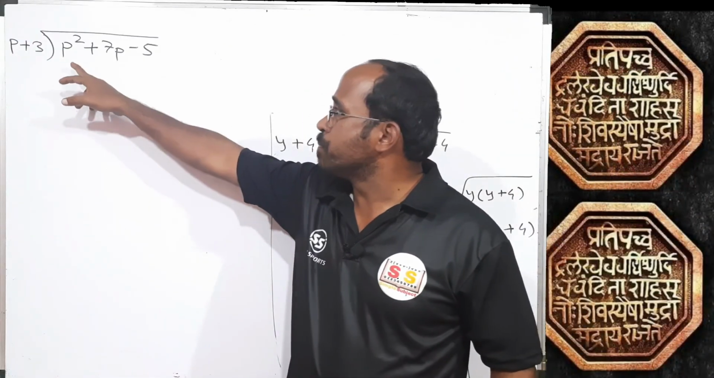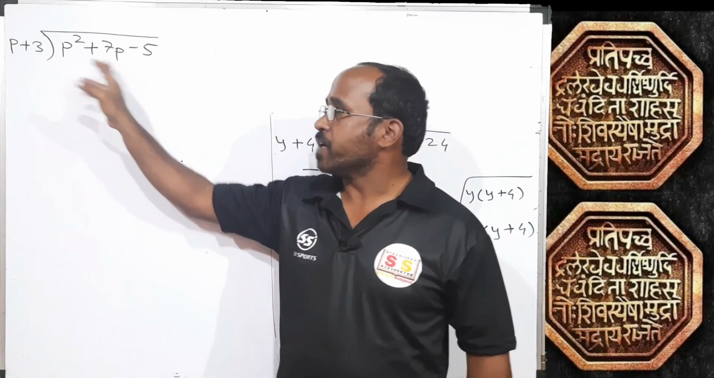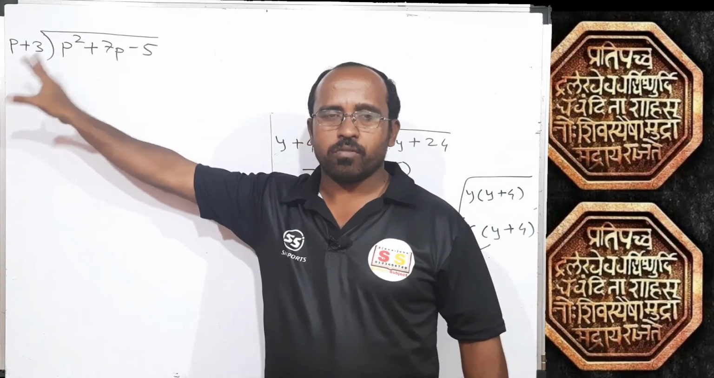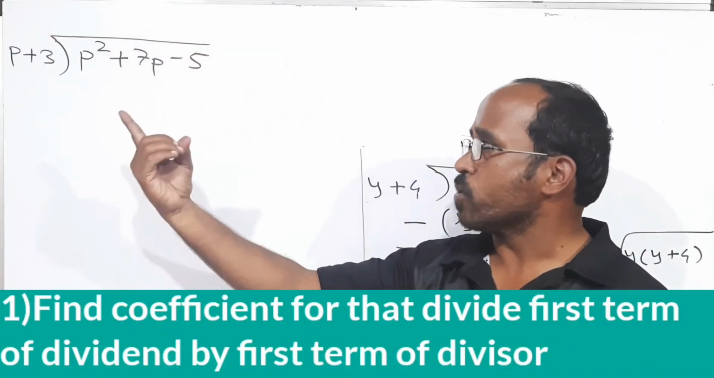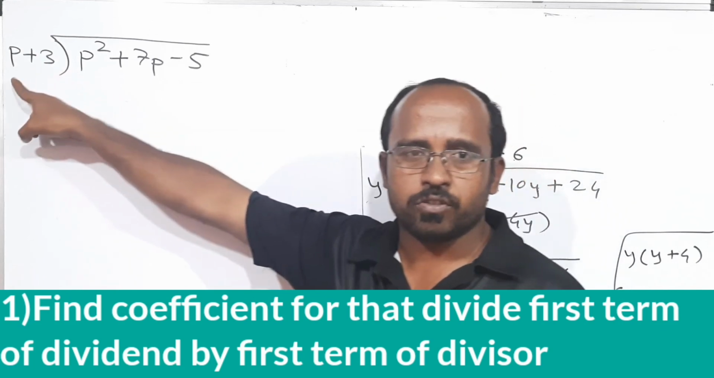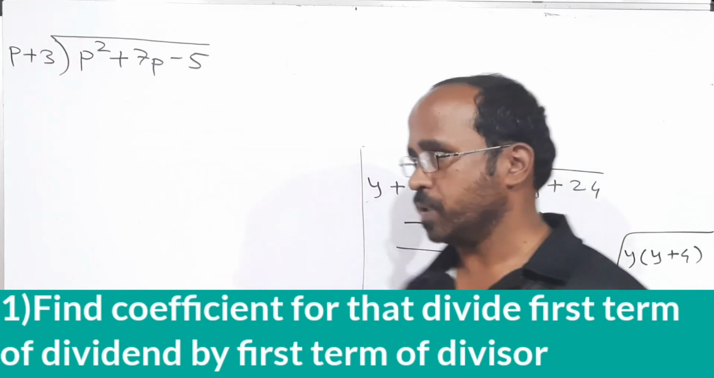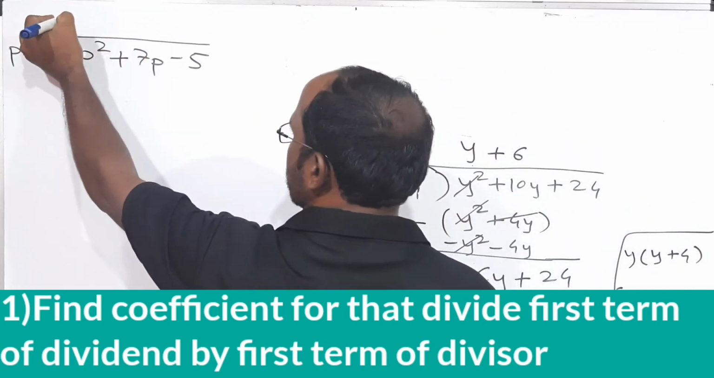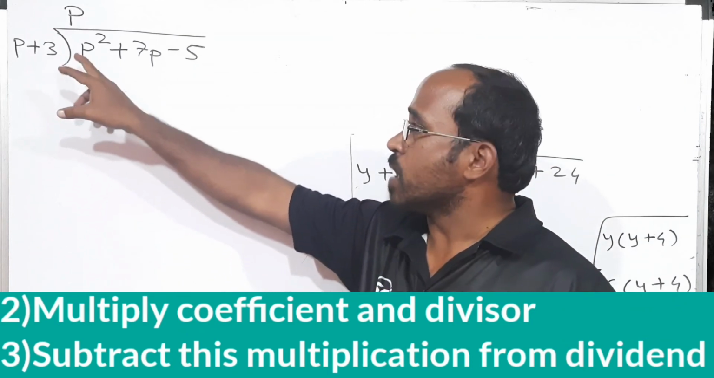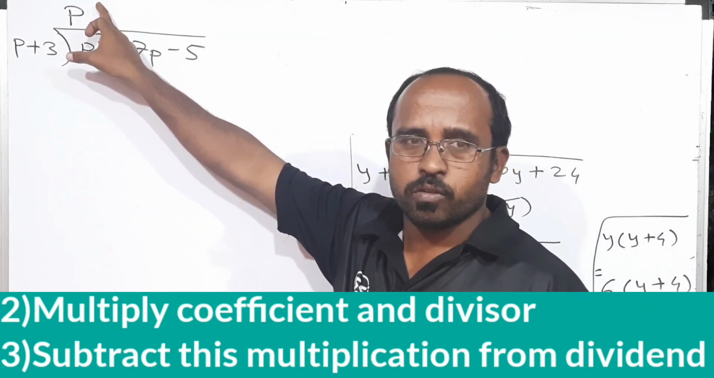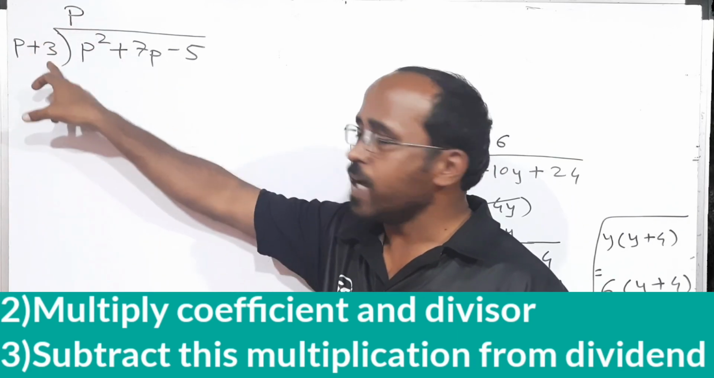Students, the question is p square plus 7p minus 5 divided by p plus 3. As we are dividing by a polynomial or binomial, what do we have to do? The first step is to find the quotient: divide the first term of this by the first term of the divisor. So p square divided by p, the answer is p. Okay, the first step is completed. Second step, subtract the multiplication of this quotient and divisor. So let's multiply and subtract.